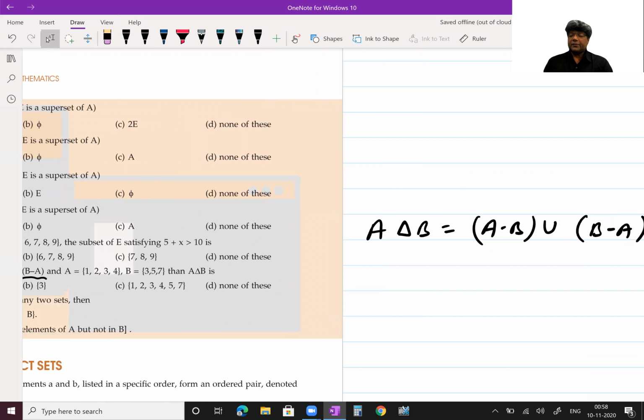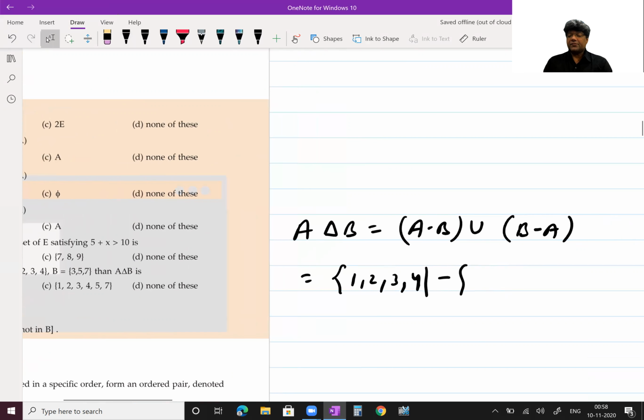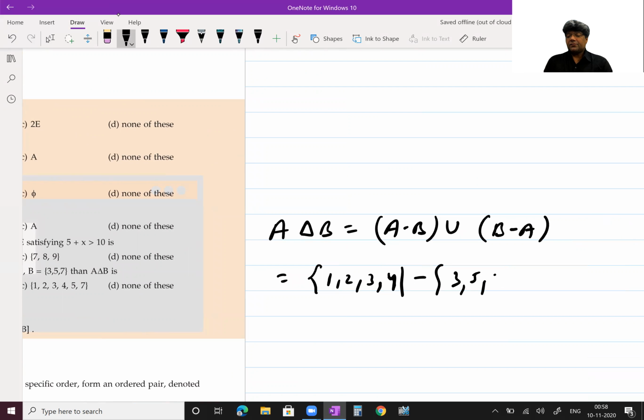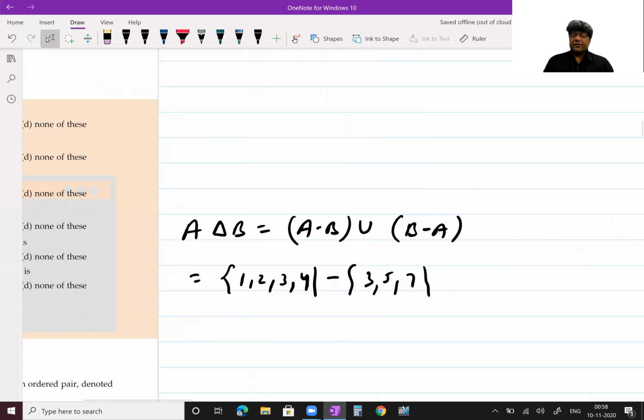Now, what is your A? 1, 2, 3, 4, given. That is your A, minus B. B is how much? 3, 5, 7. This is your A minus B. So, wait, guys, I will calculate separately such that you understand properly. Look here, A minus B I will calculate separately and B minus A separately.